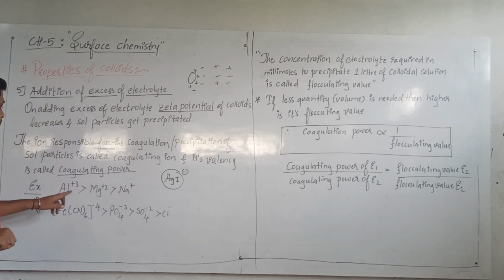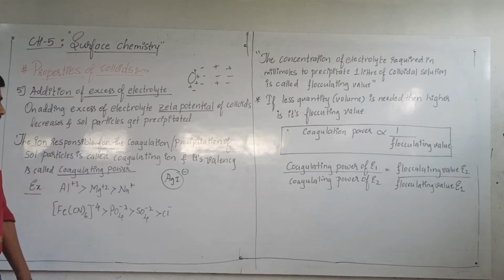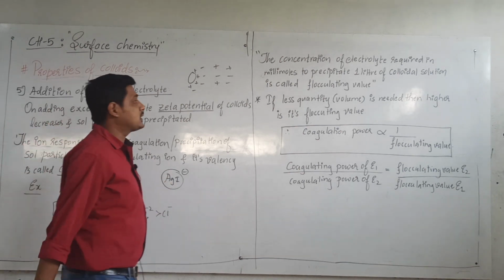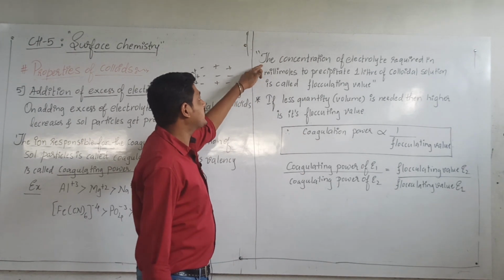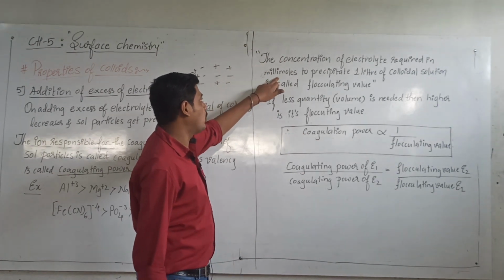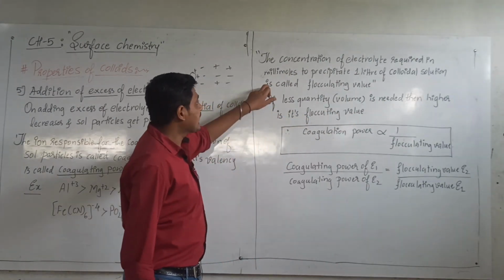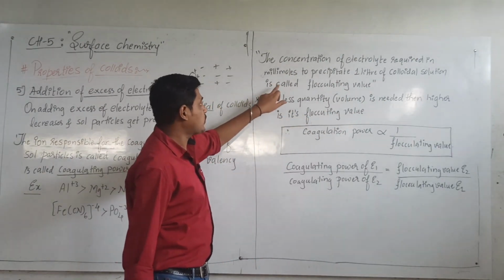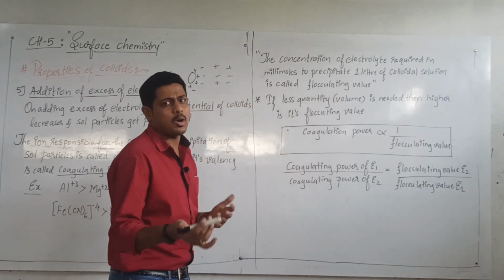So the higher the oxidation power, the higher will be its coagulating power or precipitation power. Okay, I hope you are understanding it. Then the second concept in this, that is the concentration of the electrolyte required in millimoles to precipitate 1 liter of the colloidal solution, is called the flocculating value. It is called the flocculating value. So it is obvious, isn't it?